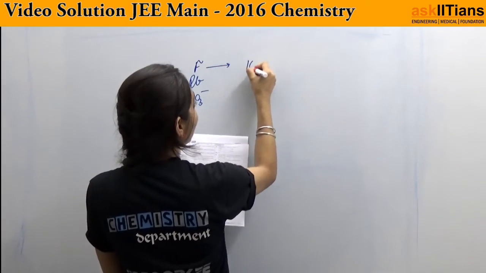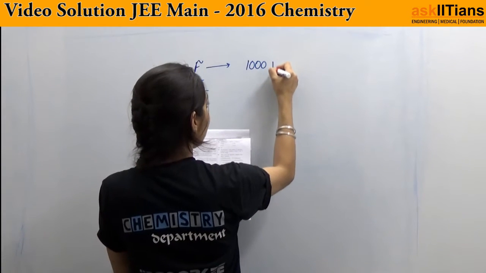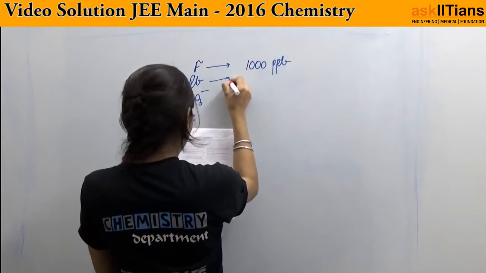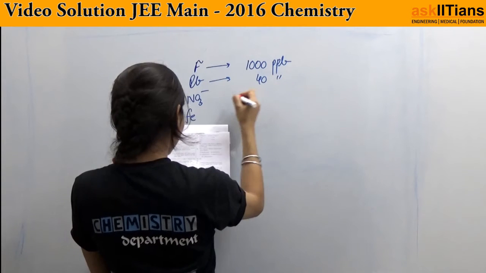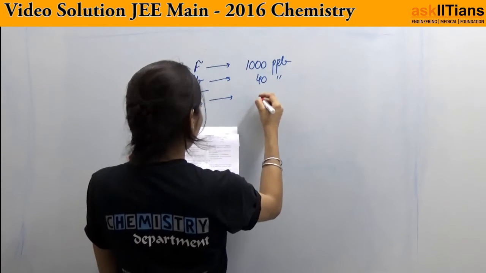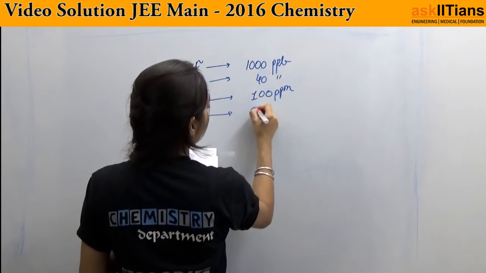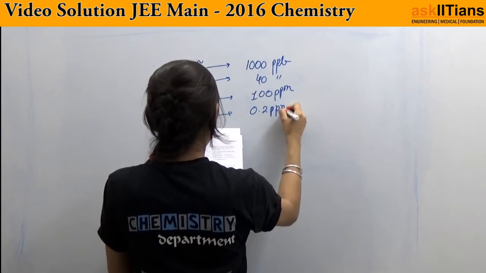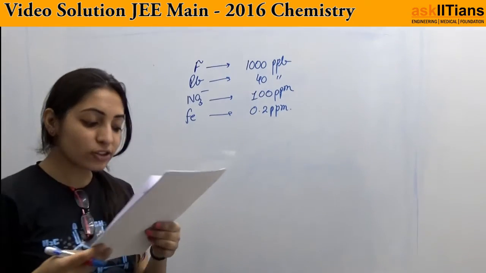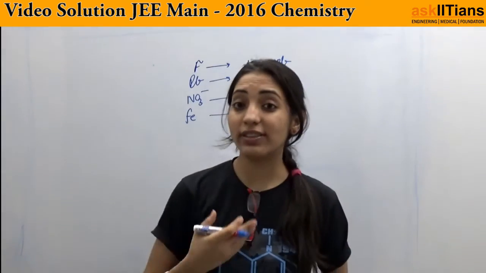So for fluoride you have been given 1000 ppb. For lead you have been given 40 ppb. And for this you have been given 100 ppm. And for this you have been given 0.2 ppm. So this water is unsuitable for drinking due to the high concentration of which.